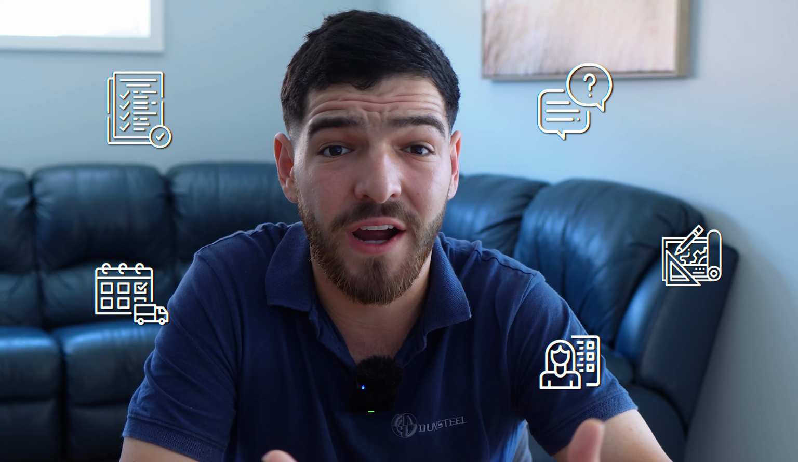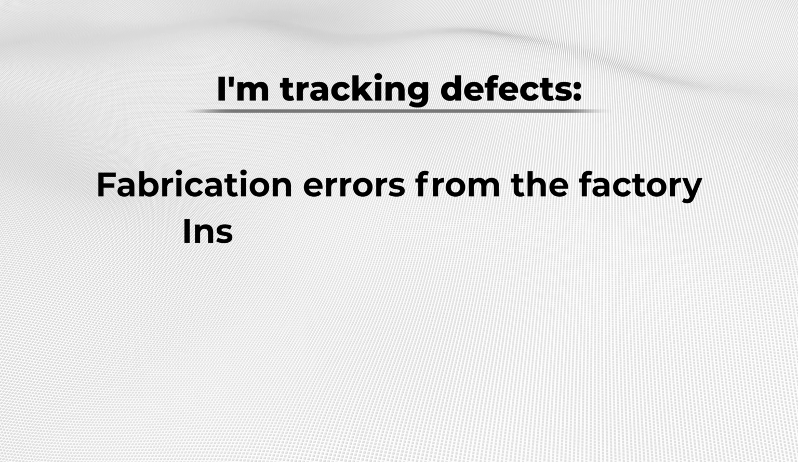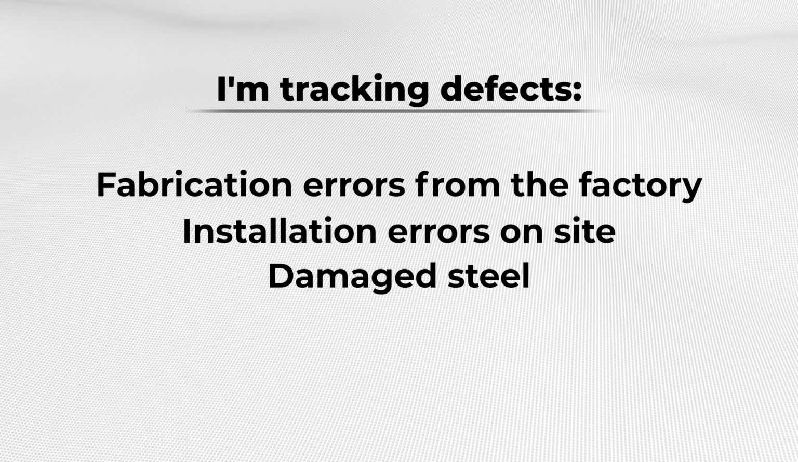Now, all of these people need different things from me at different times. Bolt orders, delivery schedules, answers about what is going where, drawings that don't match what's been fabricated, set out heights that the surveyor got wrong. Now, on top of all of that, the builder, the head contractor, they're asking me for progress dates, asking when their scaffold can go up. Now, I'm tracking defects, fabrication errors from the factory, installation errors on site, damaged steel. I'm looking at the weather. If it rains at 12 p.m, we lose half a day and the whole week's planned shifts.